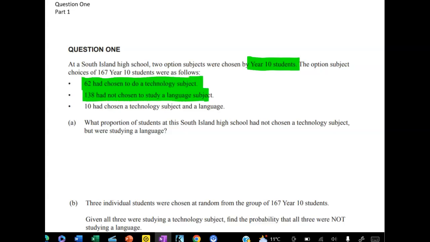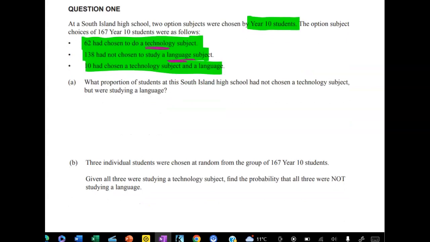So we're given 3 facts. This should be screaming at you, go and do a table, right? Because I've got 2 variables. I've got a technology subject and I've got a language subject. And the first question, just skimming it first, is what proportion of students at this high school hadn't chosen a technology subject but were studying a language. So I guess they implicitly mean Year 10s. Don't get hung up about that, right? So we're going to use a table for that one.